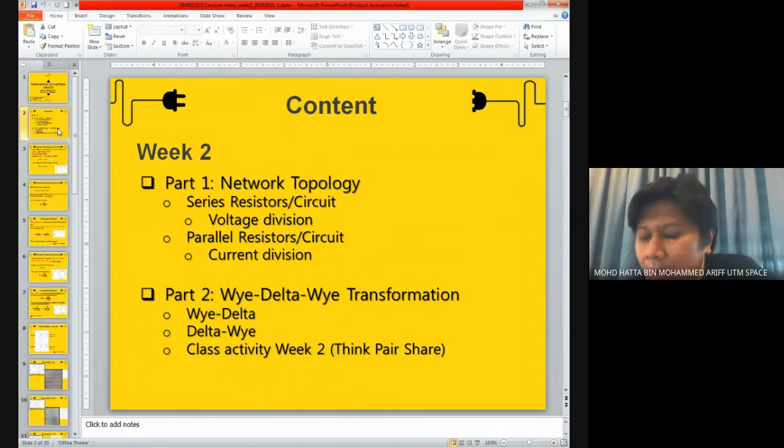If we talk about series circuits, or resistors connected in series, we will come across something known as voltage division. On the other hand, if you consider parallel connected resistors or parallel connected circuits, it relates to current division. So series circuits relate to voltage division, and parallel connected circuits relate to current division.